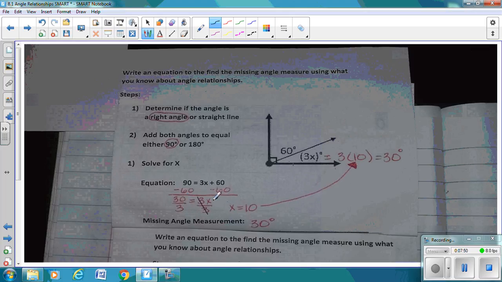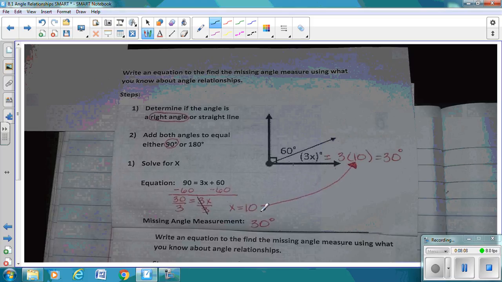We want to solve for x. We want to isolate that variable. So we want to divide by the coefficient. Remember, the number that's with the variable is our coefficient, and we want to divide by that number so that we can get our variable by itself. And so then we have 30 divided by 3, so x equals 10.